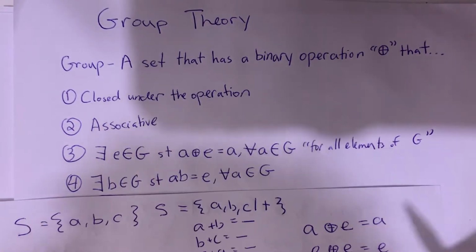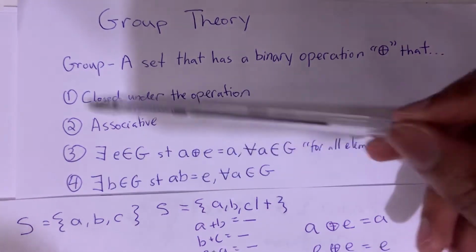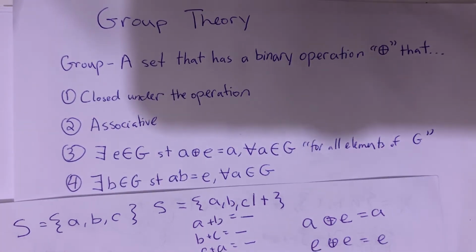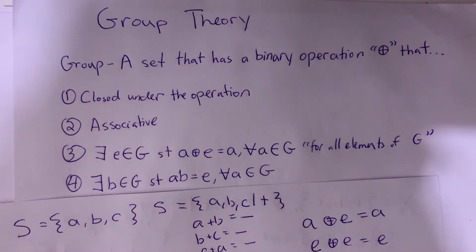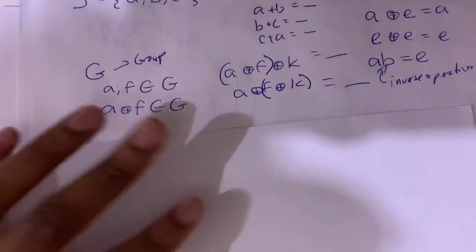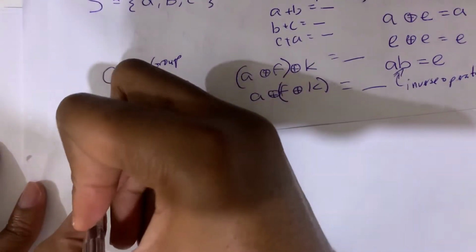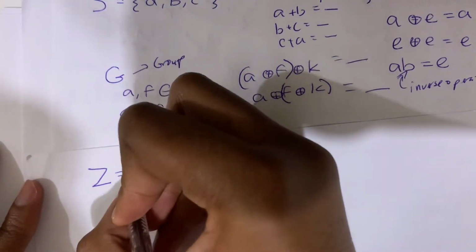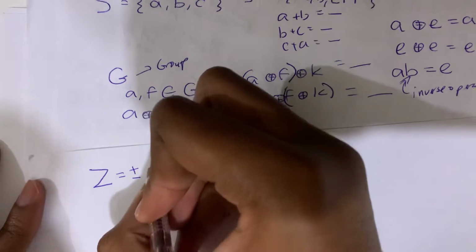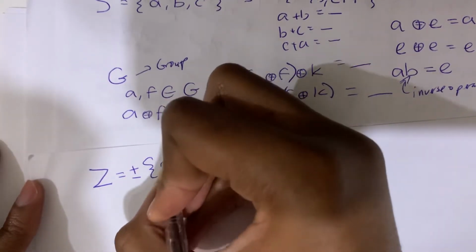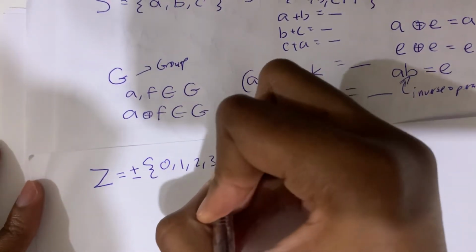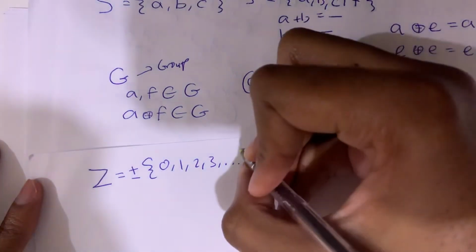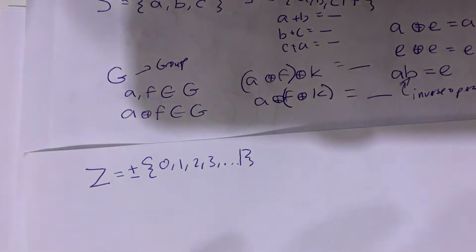Okay, and if these 4 rules are obeyed, we have a group. So let's give some concrete examples of groups. So the integers. Is the set of integers a group? The integers are just 0, 1, 2, 3, and so on. Sorry, saying the integers are a group doesn't really make any sense by itself.